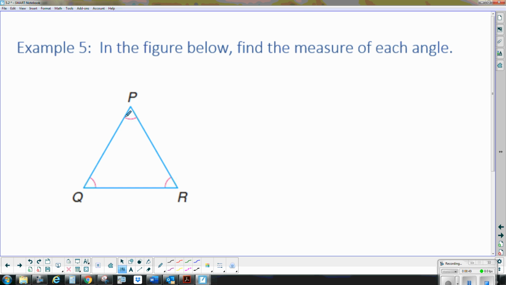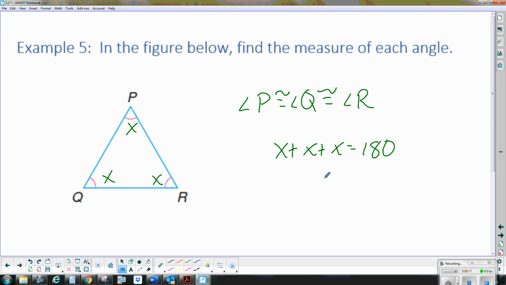In this example 5, I'm looking for the measure of each angle. Now, I don't know what any of them are, but I know by looking at this diagram that they are all marked congruent. So I know that angle P is congruent to angle Q, which is also congruent to angle R. So I'm just going to call each of them X. You could call each of them P or each of them Q or each of them R. It doesn't matter, but I know that they're all the same.